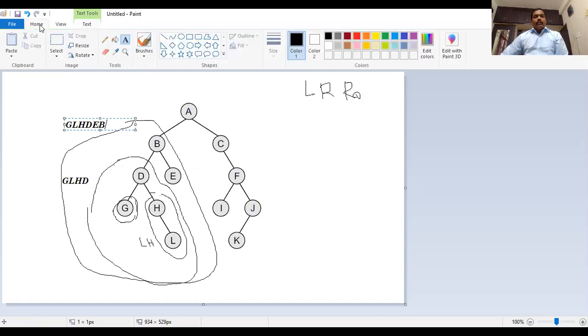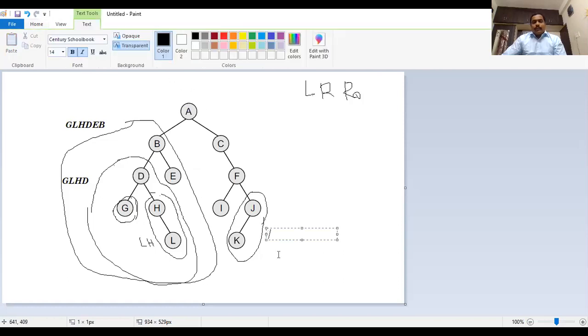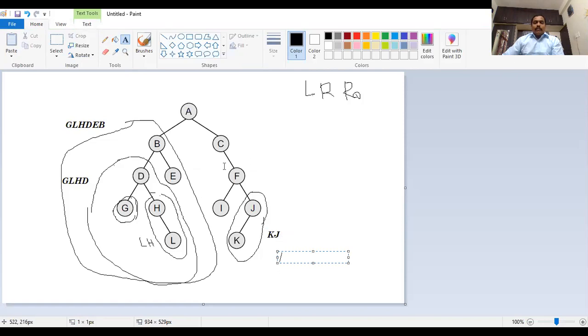So how can we do it? This is the root node for J. What is the outcome of this portion? First left, right, and then root. Here the left side K is there, then no right, then the root node. So this is the outcome of this portion. Now we can take the entire portion.